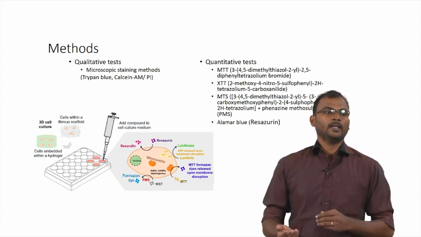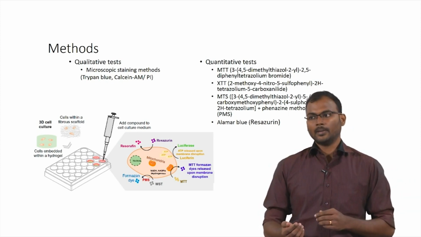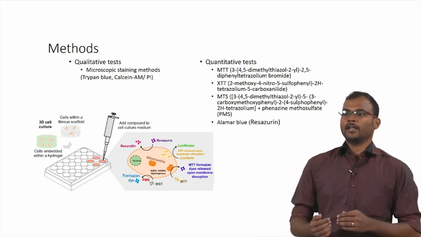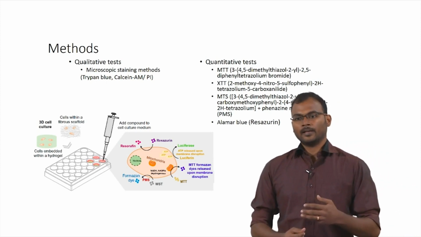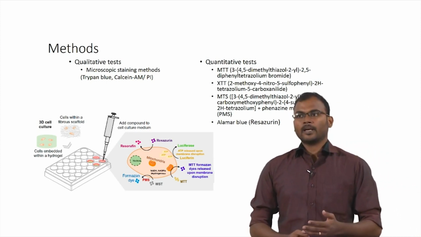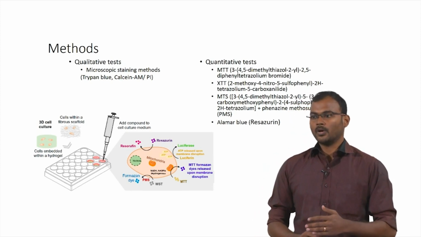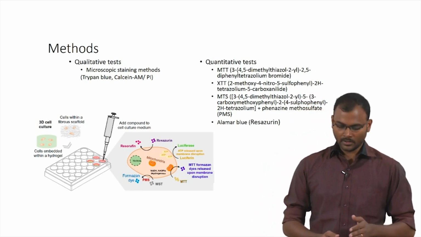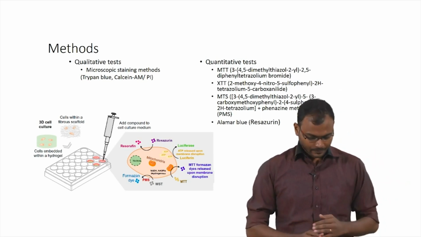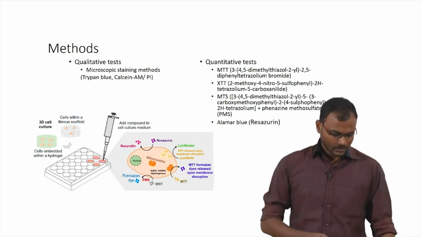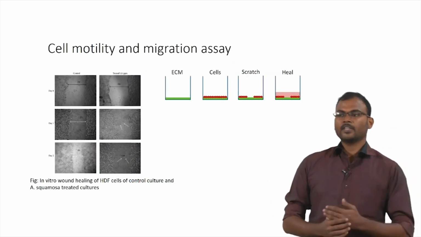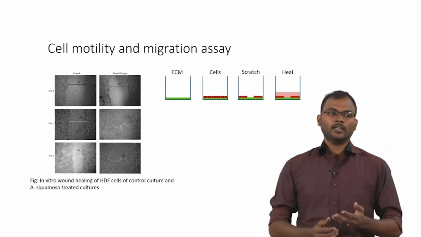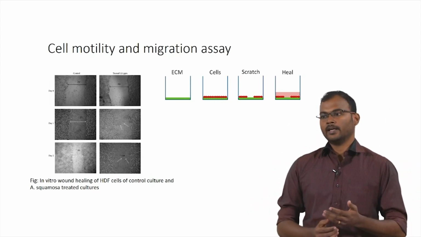If your material is changing the media pH or adding any other colorimetric value to the system, then the results obtained can be a false positive. So to avoid that, we should always have the control in all of the assays. So these are the methods for cytotoxicity. After cytotoxicity, if your material is not toxic, you can go for cell adhesion.